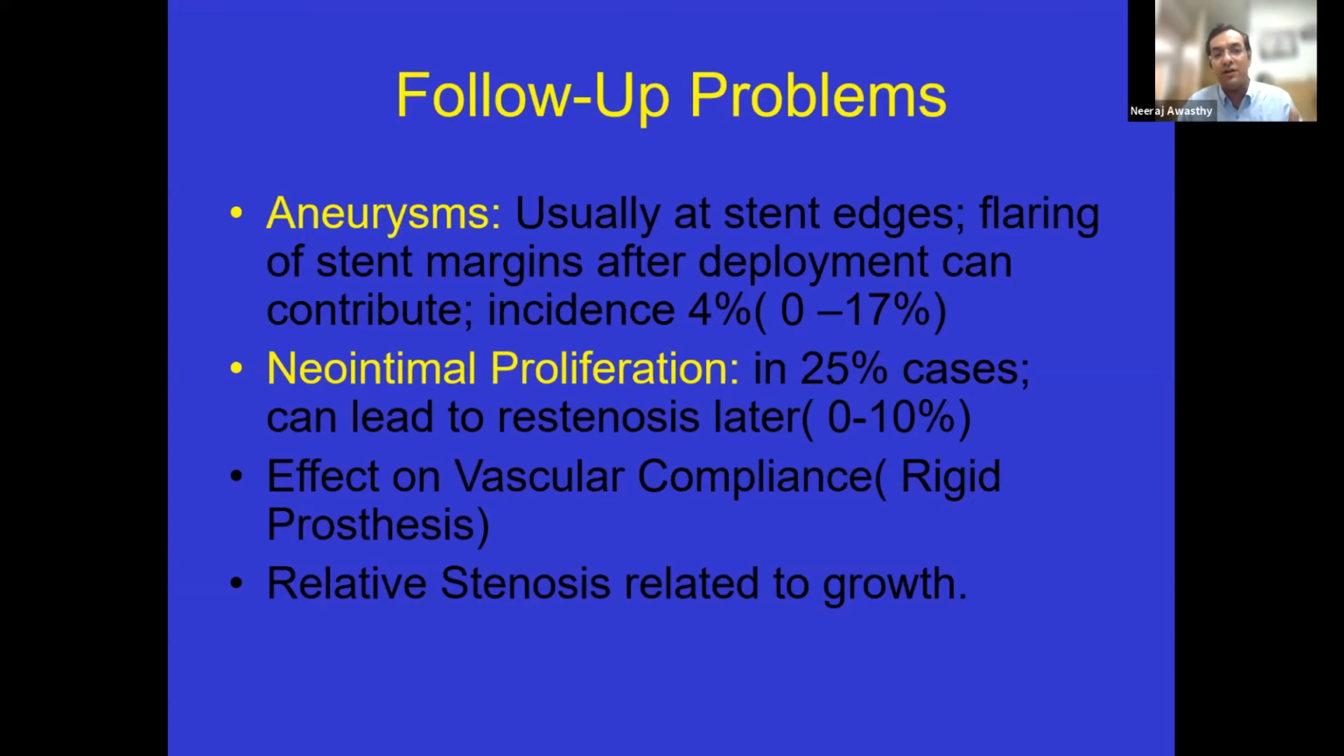One of the causes could be neo-intimal proliferation. Then there is the effect on vascular compliance. Because of the rigid prosthesis, whenever there is a stent-patient mismatch, there is always a possibility of hypertension persisting and secondary complications.